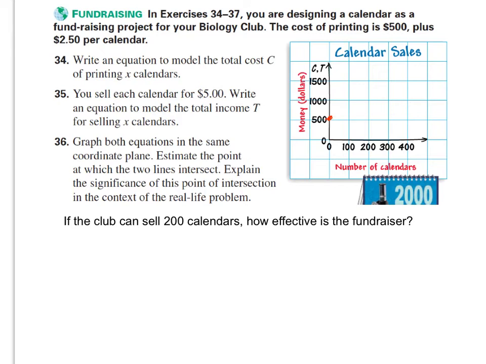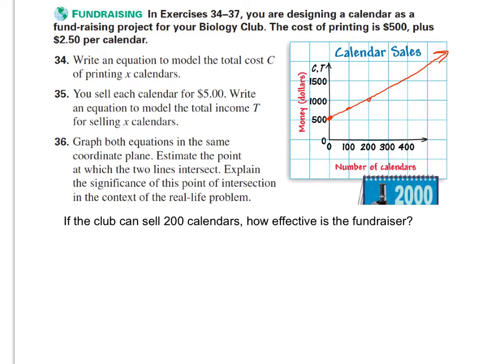Now, $2.50 compared to the block of $500, I really can't plot. So what I'm going to do is go out to, let's say, 100. If I print 100 calendars, 100 times $2.50 is 250. So that's going to take me another 250 up, which is about midway in that block. If I print 200 calendars, 200 times 2.50 is another $500. So that's going to put me there, and I can just represent that using that red arrow in this case.